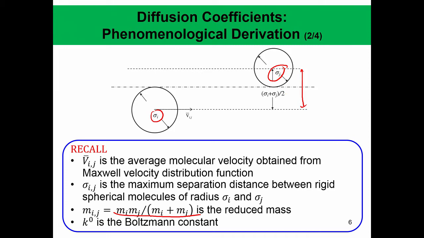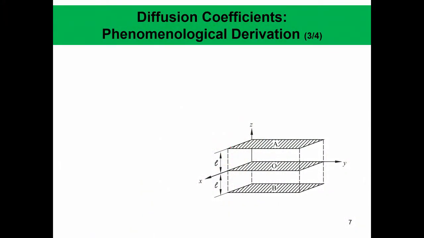Also, if you remember, we use this v_ij mean, which is the average molecular velocity obtained from the Maxwell velocity distribution function, and sigma_ij, as you remember, is the diameter of the collision volume. This is the maximum diameter within which these two molecules must be located for a collision to happen, and k_0 is the Boltzmann constant. Okay. So now let us consider this schematic, where we have essentially three parallel planes.